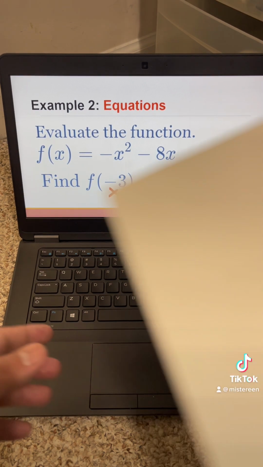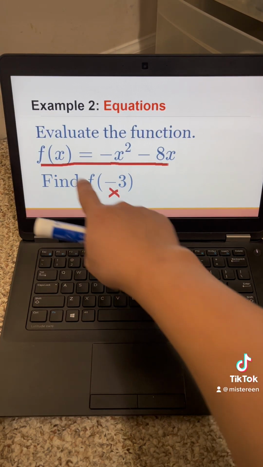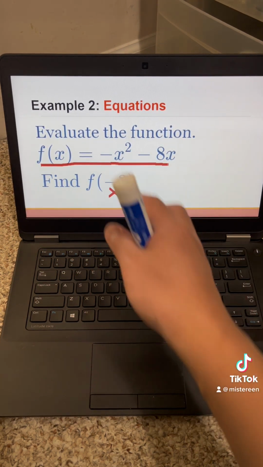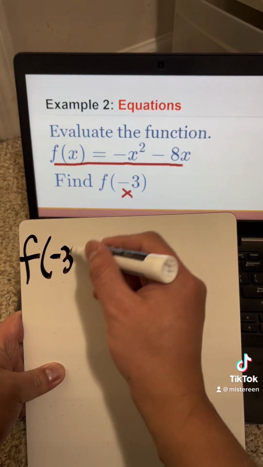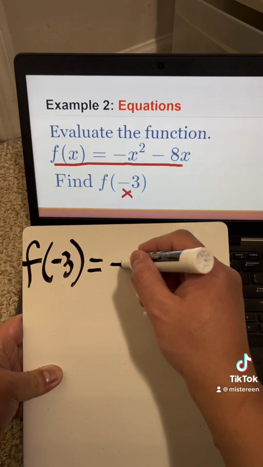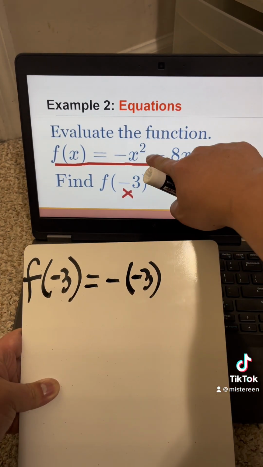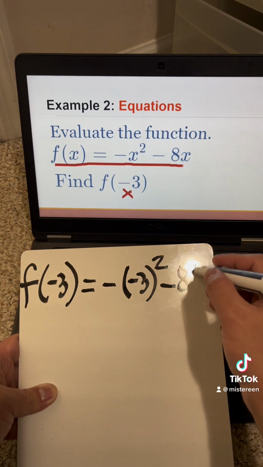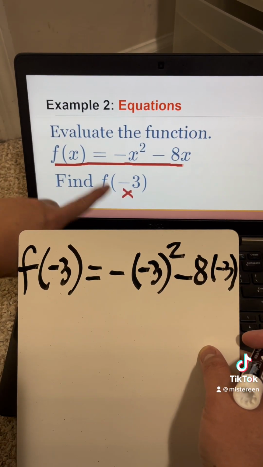Okay, and then since we now know x, we will use this equation here and just replace every x with a parenthesis. So we need to rewrite it here. F of x becomes -3. And then equals. And then you see that minus, and the x becomes another negative 3 in parentheses, with a square. Minus 8, and that x is another negative 3. So you just rewrite the equation by changing x to negative 3.